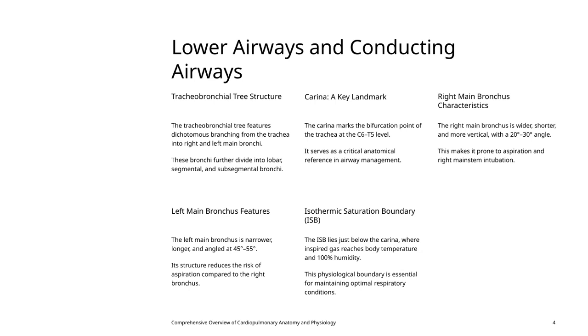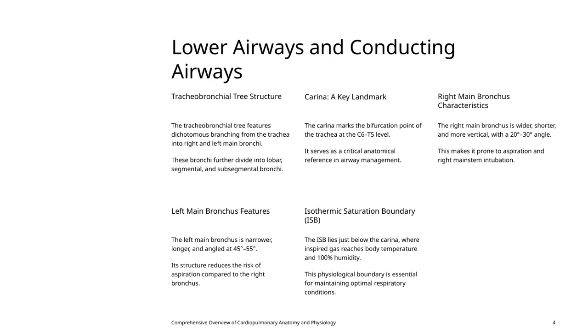Now, the carina itself is a critical landmark. It marks the bifurcation point of the trachea at roughly the C6 to T5 vertebral levels. Recognizing the carina is vital because it guides us in airway placement and helps prevent complications during intubation.